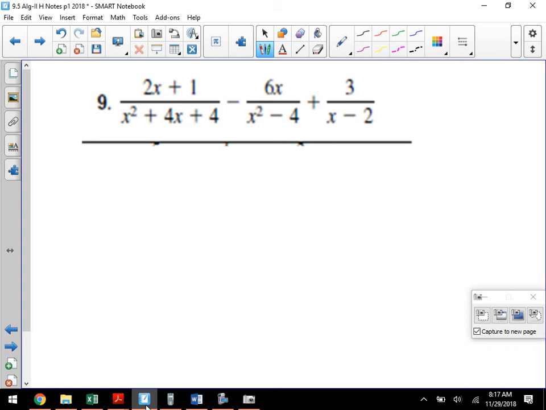Let's see. That first fraction, you have x squared plus 4x plus 4. Last time I checked, that means what times what's 4? You add together to get 4, which would be 2 and 2. Good. The next one is an x squared minus 4. It's a difference of squares. So we have a plus 2, a minus 2. And the last one is just minus 2. So let's see. We have 2x.